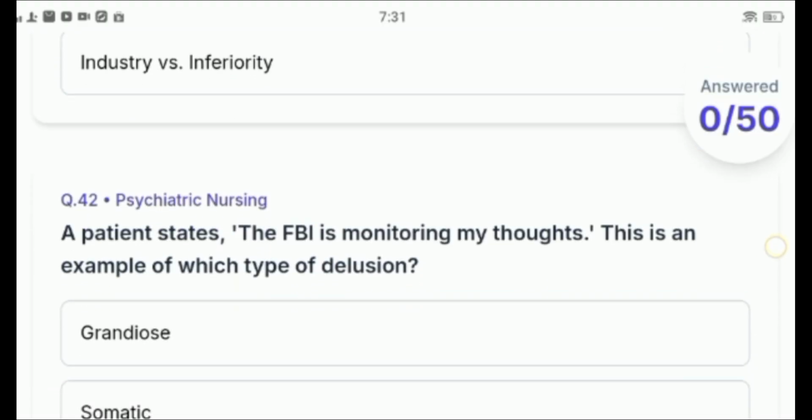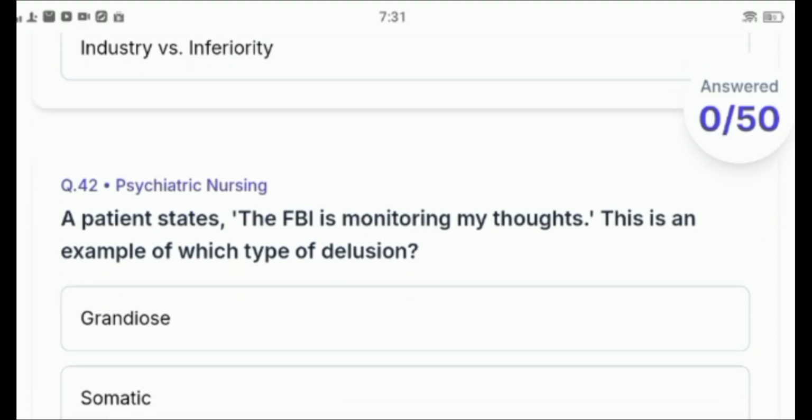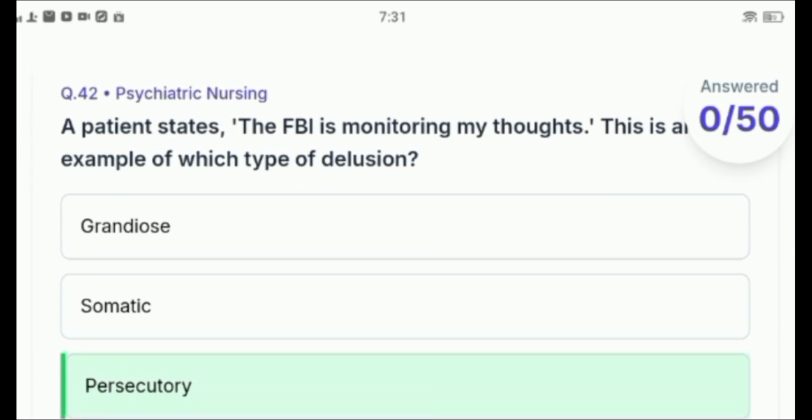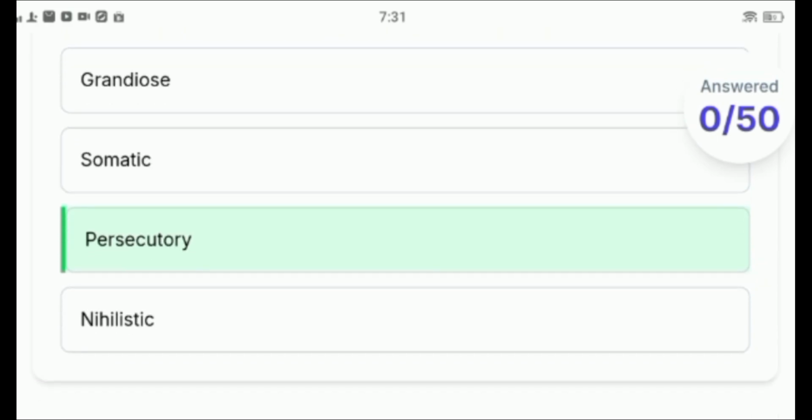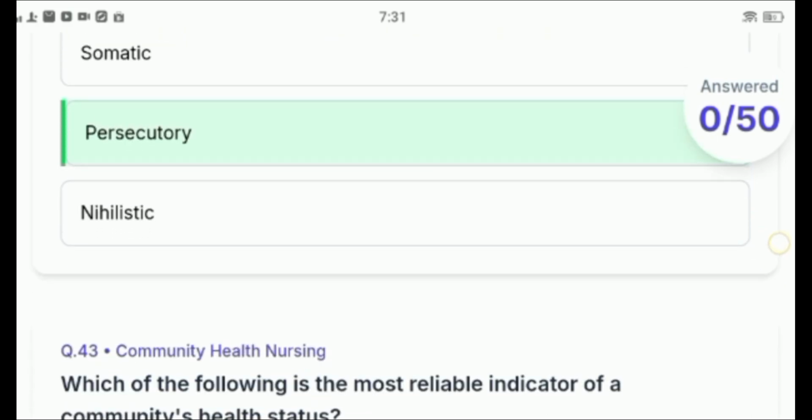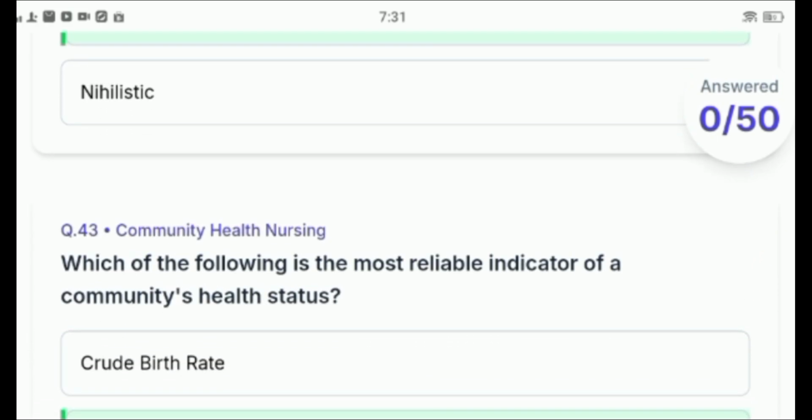42. Psychiatric nursing. A patient states, "The FBI is monitoring my thoughts." This is an example of which type of delusion? A. Grandiose, B. Somatic, C. Persecutory, and D. Nihilistic. So the correct answer is C. Persecutory.